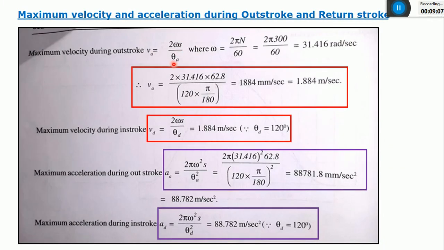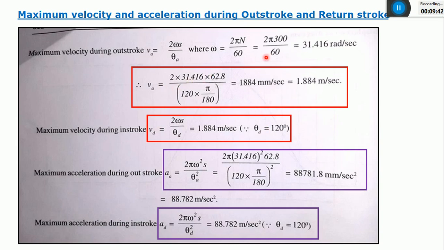To calculate this, I want omega. Omega is nothing but the angular velocity of the cam. You can calculate using this formula 2 pi N by 60, and N is given as 300 rpm. So I'll get omega as 31.416 radian per second. A stands for ascent of the follower, or the outward motion of the follower. D stands for return stroke or descent, meaning the follower will be moving in a downward direction. Okay. VO or VA both are correct. VD or VR, that is also fine.